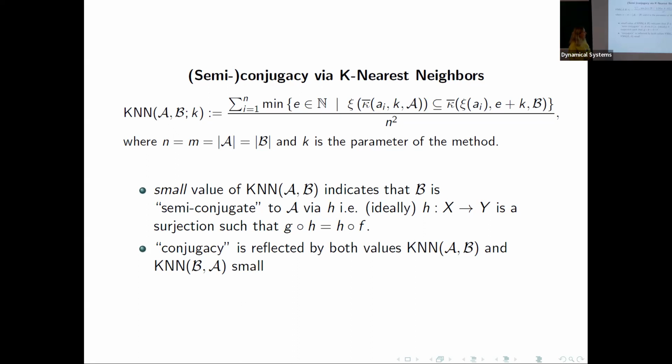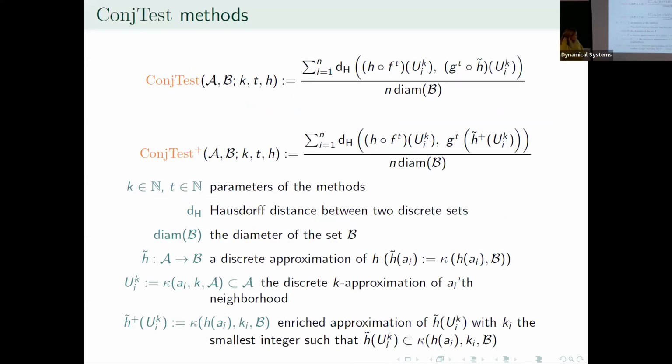reflected by both these values of TNN AB and TNN BA being small, and having a relatively small value of one of them indicates a semi-conjugacy. I mean, if the systems are semi-conjugated, then you should obtain a small value of that. So these methods are quite heuristic, but we have also developed two other methods which are similar to each other, and for them we also have some proof.